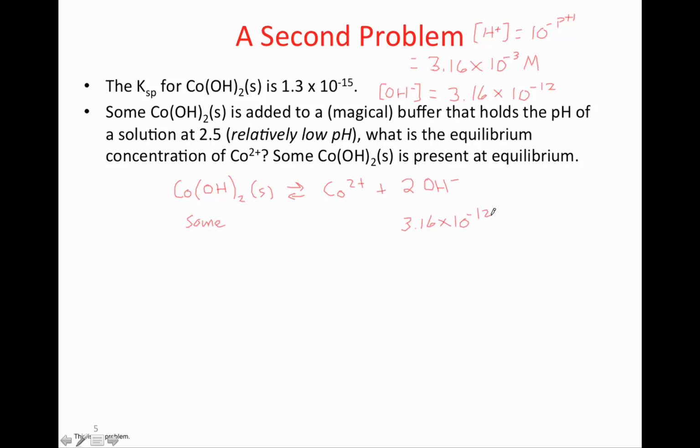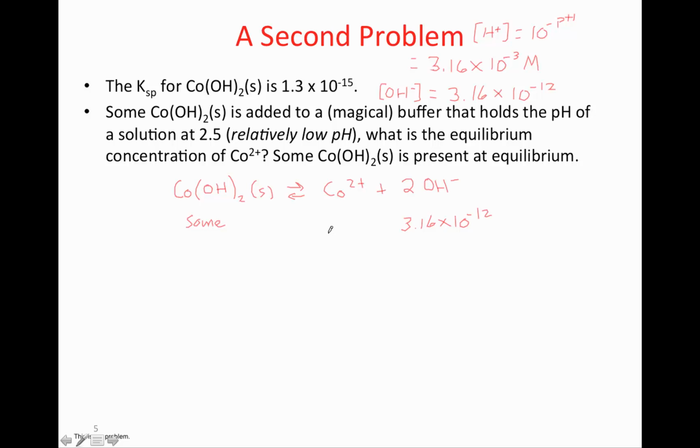Let's invoke Le Chatelier's principle here. On the previous slide we did a problem where the concentration of the hydroxide ion was high. What is that going to do to this equilibrium? The answer is it's going to push it to the left. Now we have a situation where the hydroxide ion concentration is extremely low. That's going to pull the equilibrium to the right. We would expect that the solubility of the cobalt 2+ would increase a great deal.